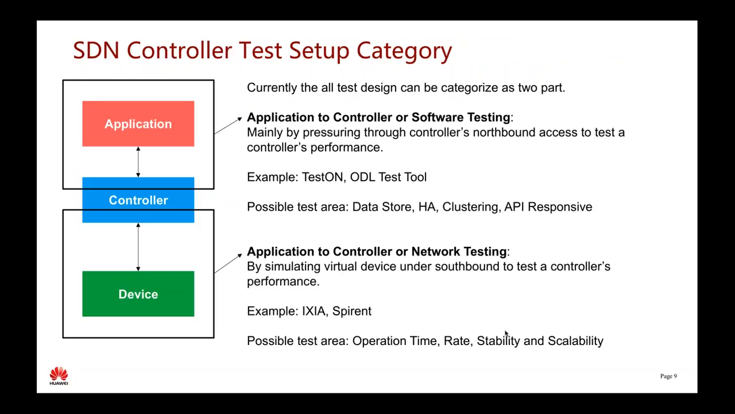And this is a summary. We find that it's a category of how recent testing cases and testing tools are doing. Basically, we have four here, as we can see. Like ON.Lab, we have the Test on, and ODL's report, they have a set of testing scripts written in Python too. And also there are Ixia and Spirent. They have emulation tools to emulate different protocols' devices.